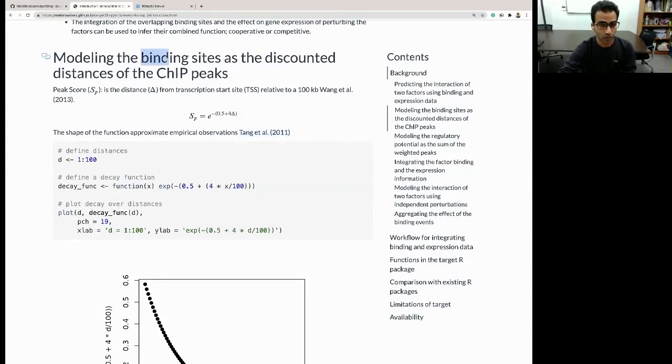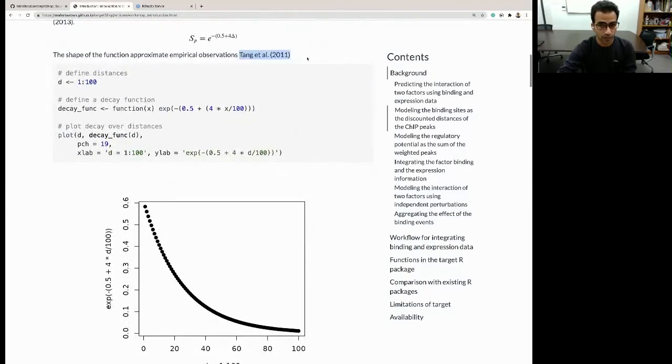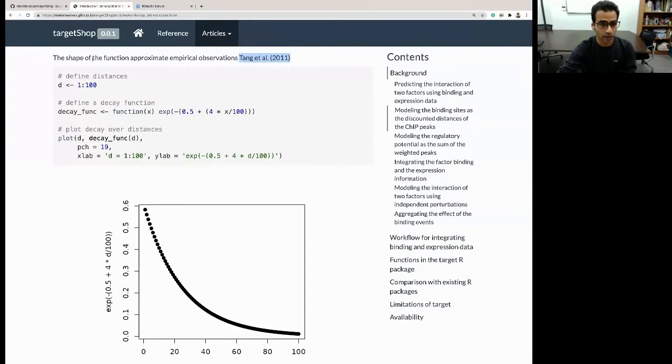to model a regulatory potential for transcription factors by discounting the distances of the peaks that are identified from the ChIP-seq to the transcription start site. So we call this the peak score, and it's the distance from the transcription start site relative to a certain distance. And this would be the formula that we use to calculate that. So the reason this paper chose this particular formula is that this calculation would approximate the shape of the empirical observations that they made using different types of data.